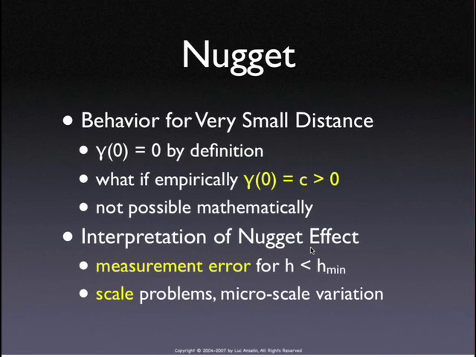At distance 0, it's C0 minus C0, that is 0, right? So we start at 0. What if it's not 0? And the reason for this what-if is that in most practical circumstances, it is non-zero. How do we explain this? There are two interpretations. One is simply measurement error.